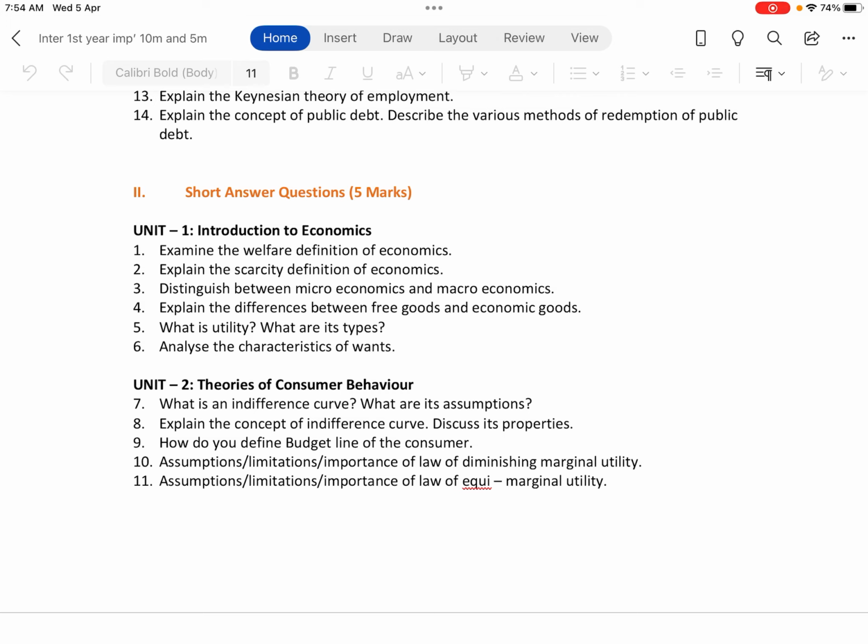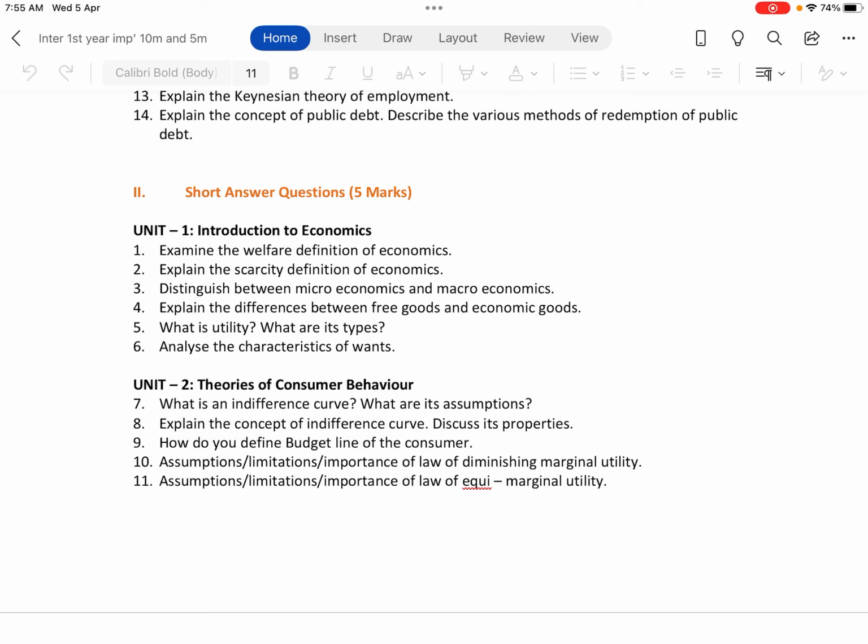As far as the 5 marks are concerned, you must be aware that 12 questions will be given. Out of that, you have to write 8 questions. Out of these 6 questions from Unit 1, you can expect 2 questions. The first one: examine the welfare definition of economics. Second one: explain the scarcity definition of economics. Third question: distinguish between microeconomics and macroeconomics.